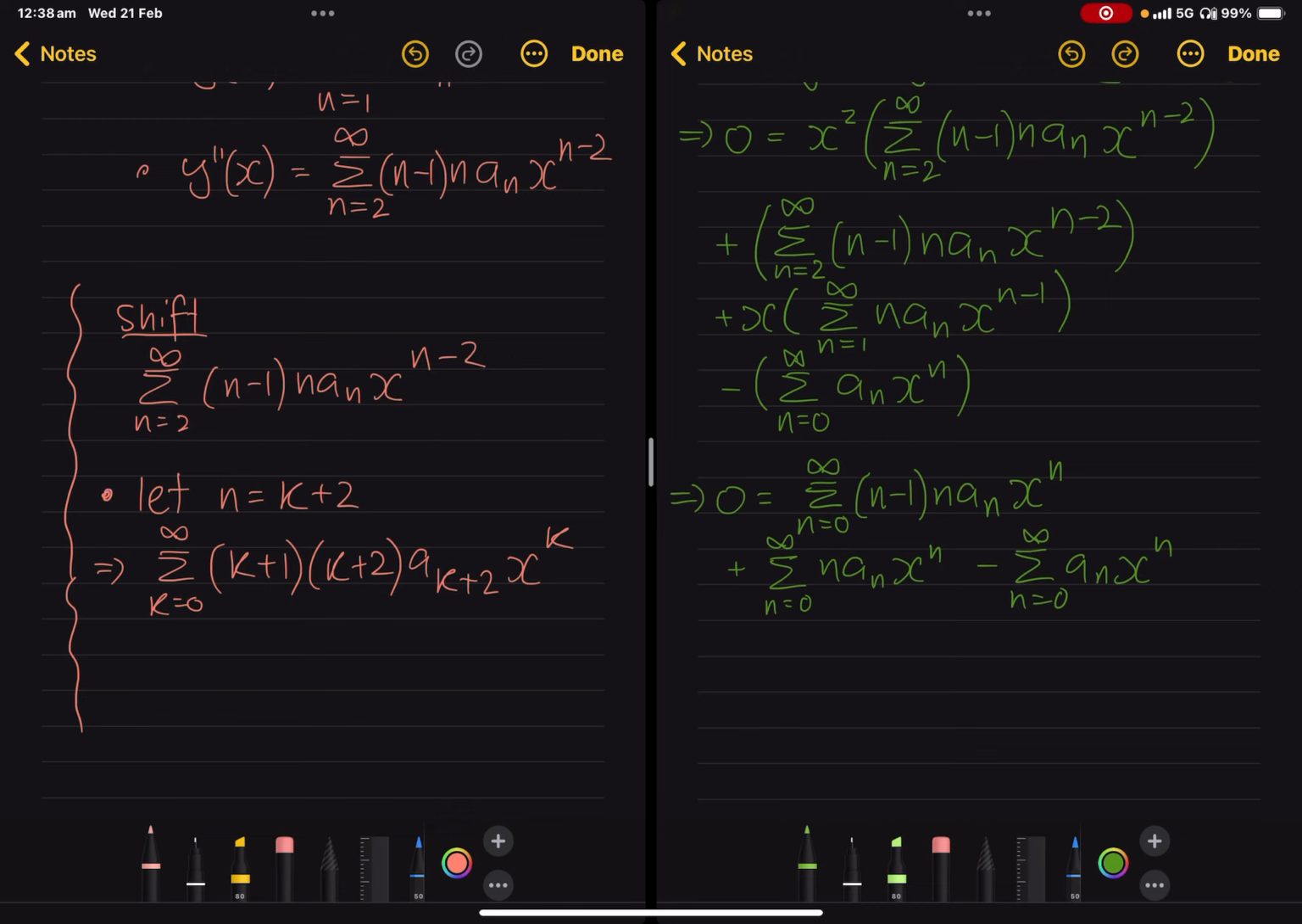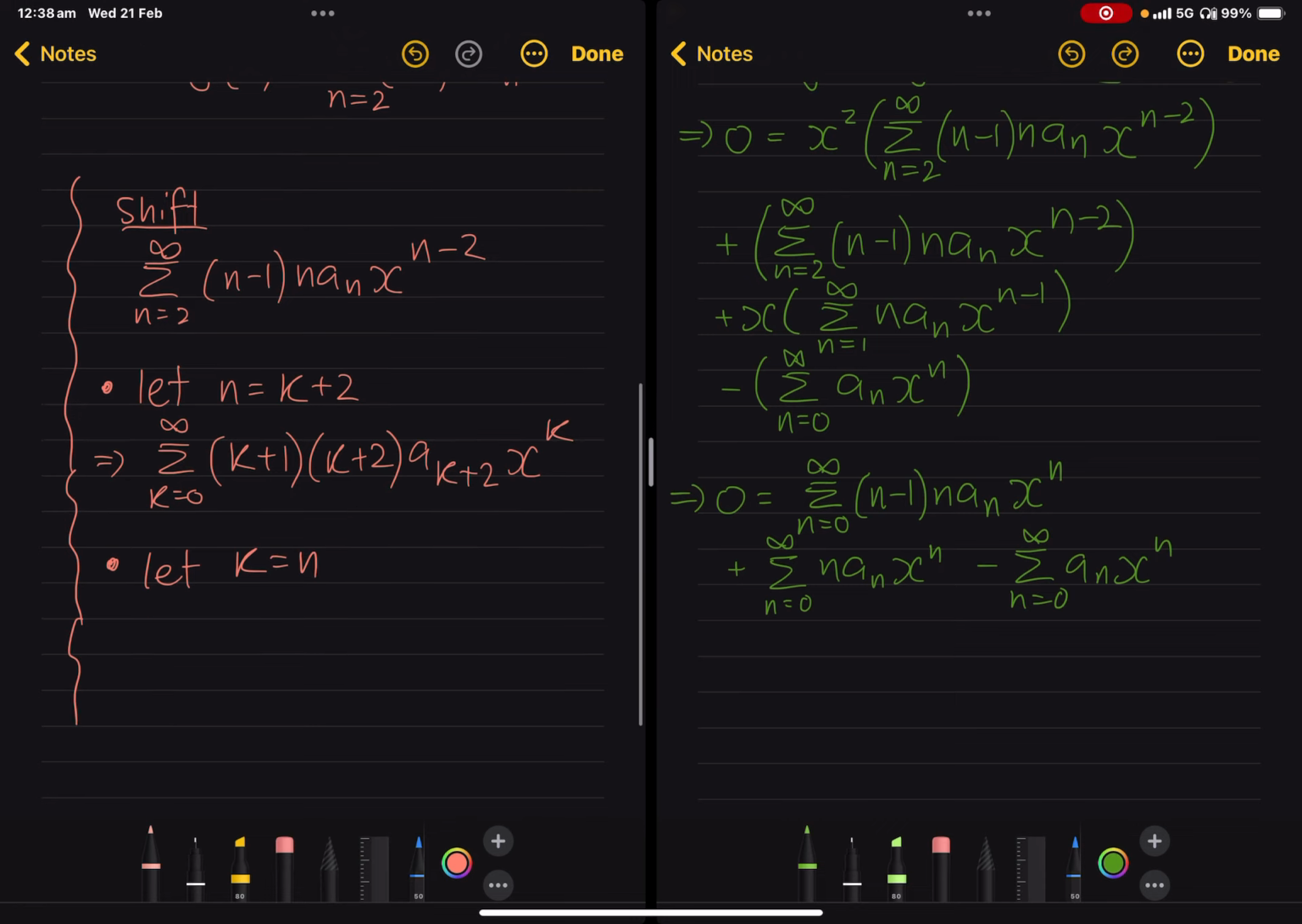And then our last step here, we're going to let k become n. I'm just going to call k n again. This is a weird process, the shifting, but it does work.